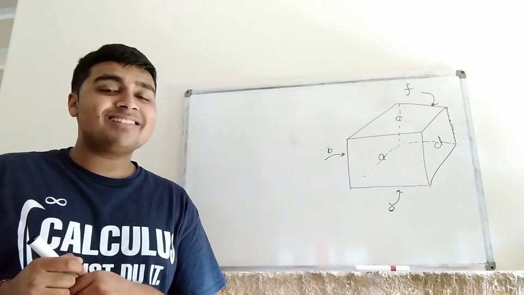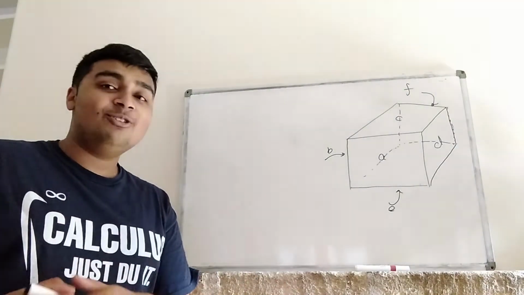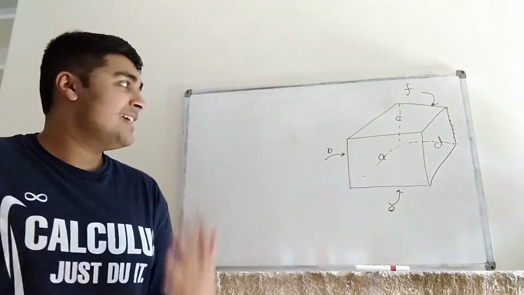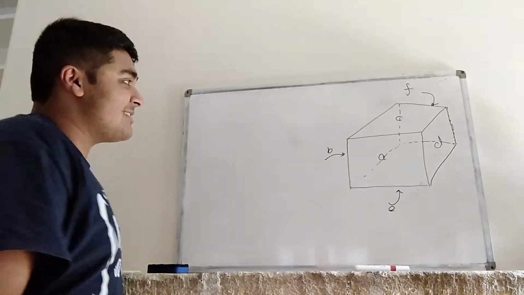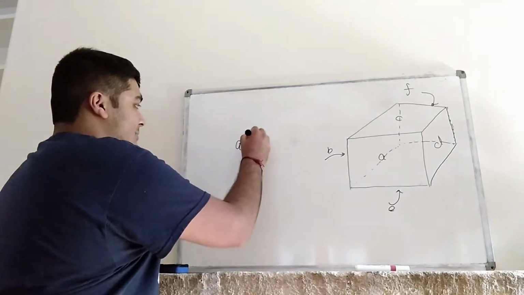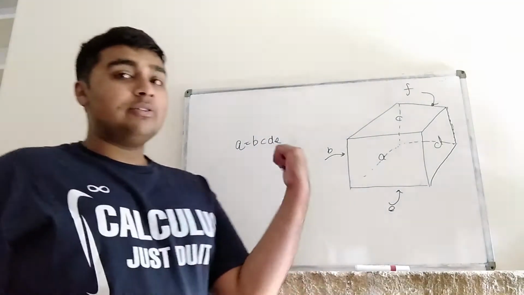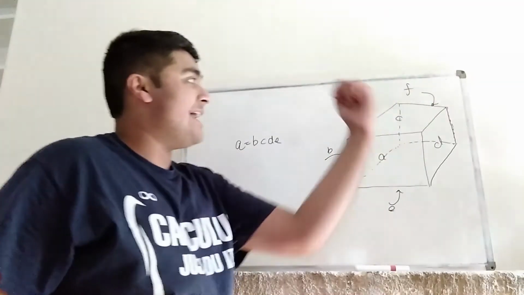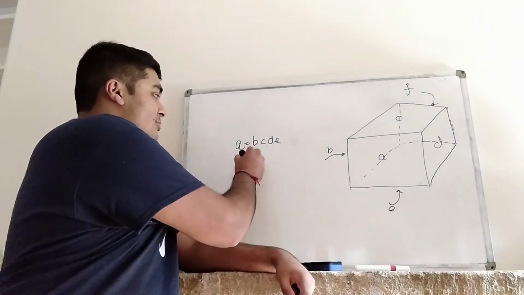Okay, so the answer is no. There is no non-trivial way to label the faces of the cube with the property that each face is the product of its neighbours. Let me prove that. Let's look at face A to start off with. So remember, we have that A is going to be equal to B, C, D, E because it's the product of its neighbours. Now what we're going to do is look at the opposite side of A, so that's F.